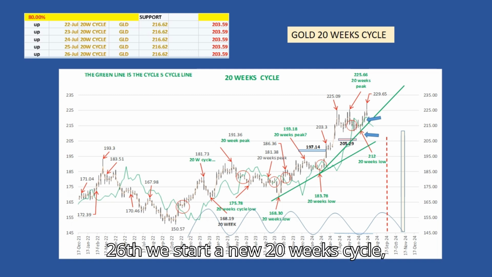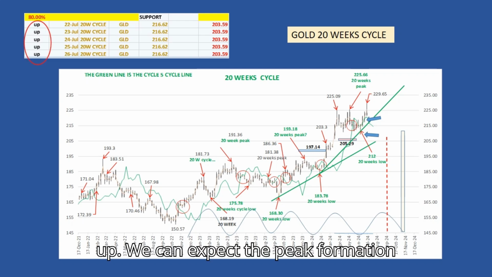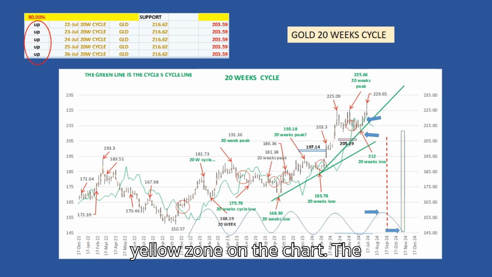Since on June 26 we started a new 20-week cycle, this week the 20-week cycle trend is up. We can expect the peak formation for this 20 weeks to occur around the last week of August or the first week of September. The low is expected around the first week of November, the yellow zone on the chart. The success rate is 80%.